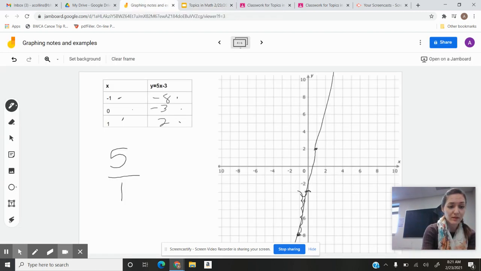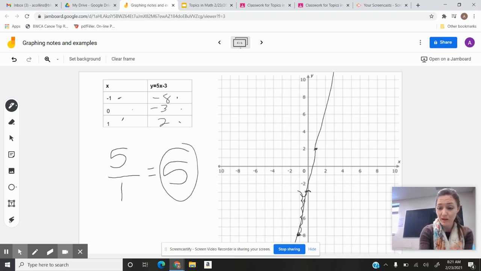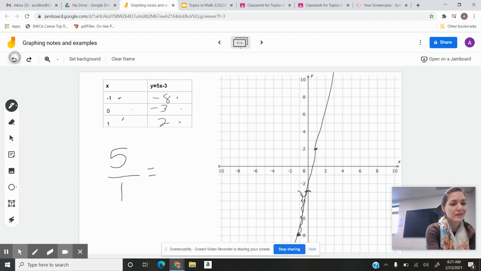If we were to simplify that, 5 divided by 1 is just 5. So that would be your slope. That is one way to find slope. All right, let's say that you have a problem and you don't have a graph. You just have like this table of values right here. You can still find slope, and the process of doing that is going to be pretty similar.